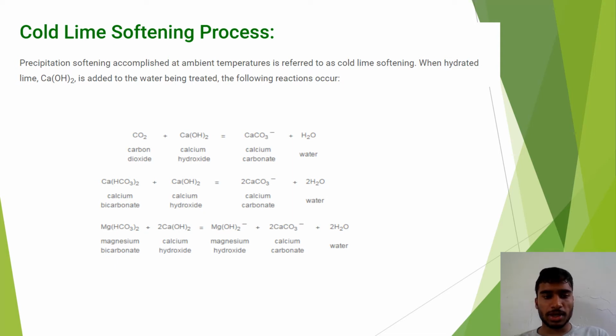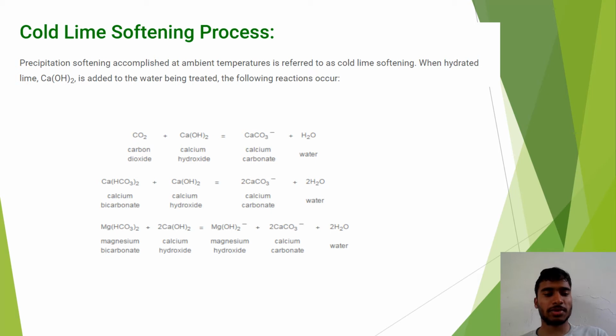CO2 + Ca(OH)2 = CaCO3 + H2O. That is, carbon dioxide plus calcium hydroxide equals calcium carbonate plus water. Ca(HCO3)2 + Ca(OH)2 = 2CaCO3 + 2H2O. That is, calcium bicarbonate plus calcium hydroxide equals calcium carbonate plus water.